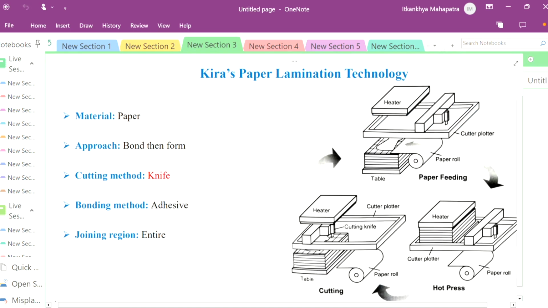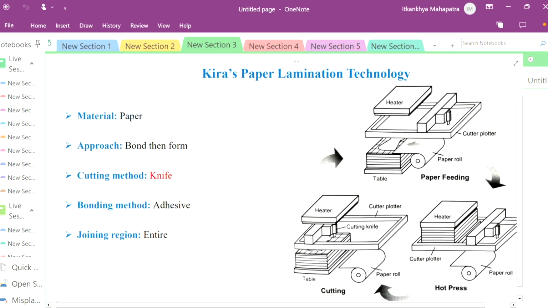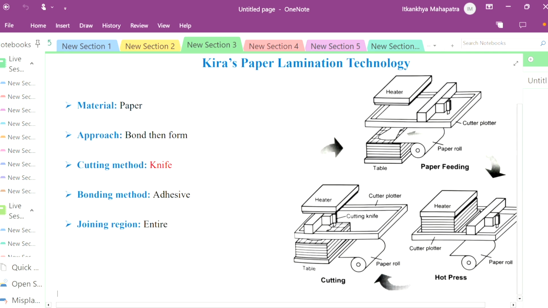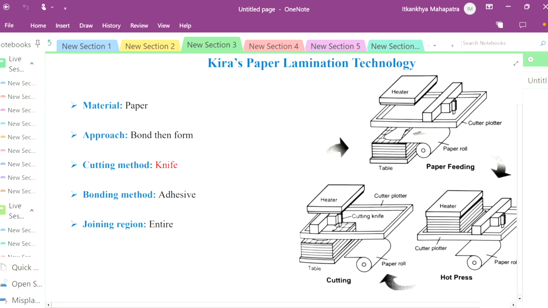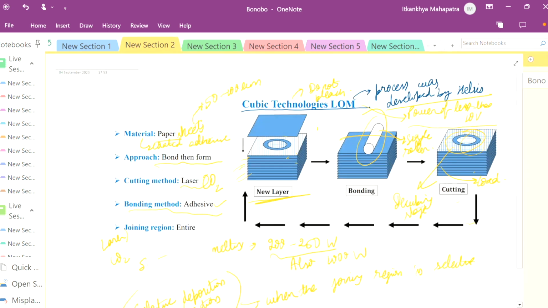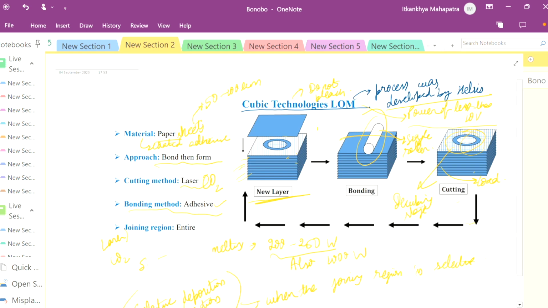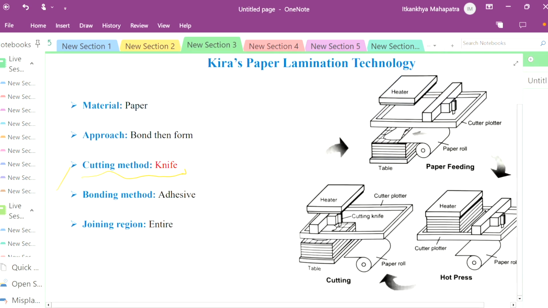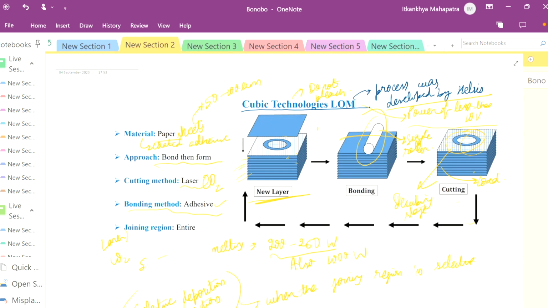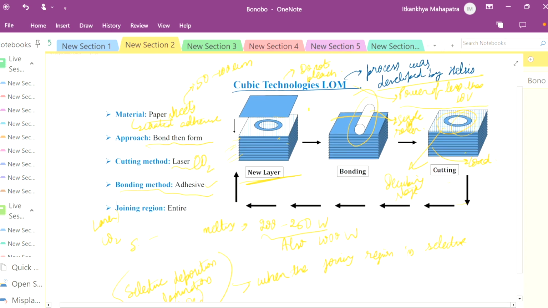The next method is Kira's paper lamination technology. Here also the material is paper, the approach is similar, bond then form, but the cutting method is different from the previous method. Here the cutting method is knife. The bonding method is again similar to the previous technology: adhesive, and the joining region is entire.